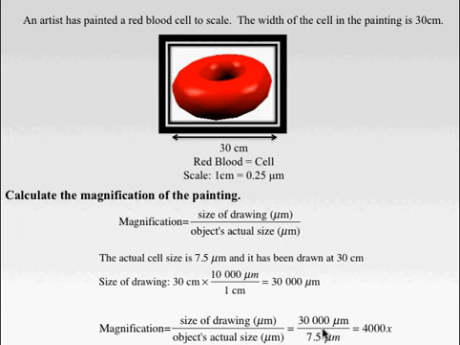So 30,000 micrometers divided by 7.5 micrometers is 4,000. So our painting is actually 4,000 times bigger than it is in real life.